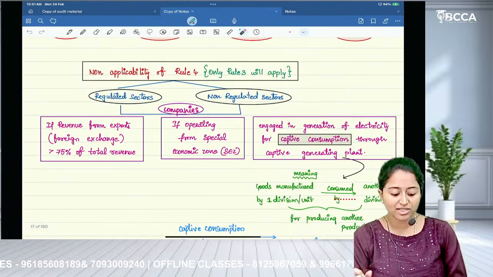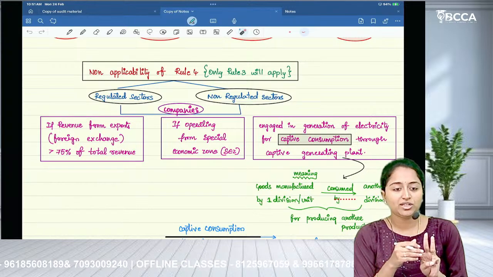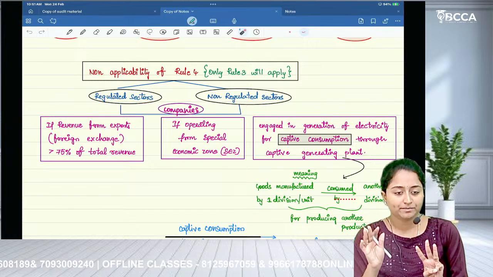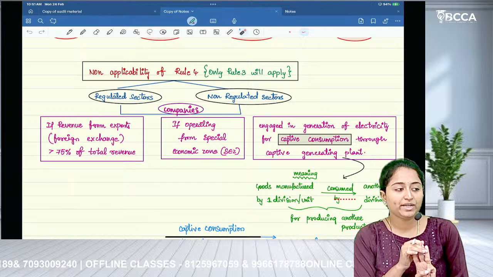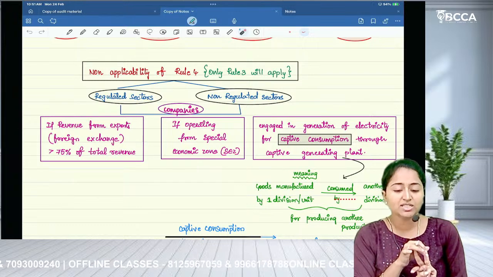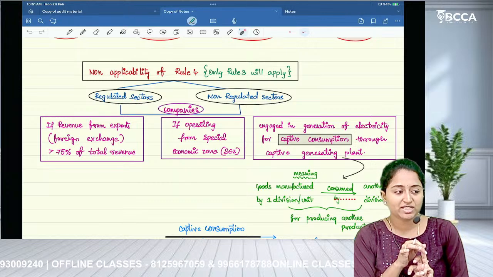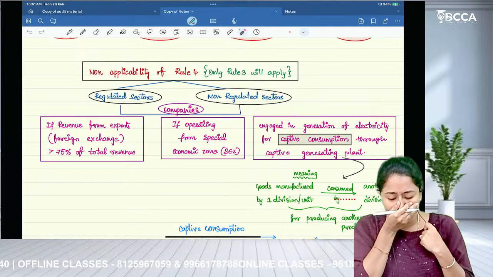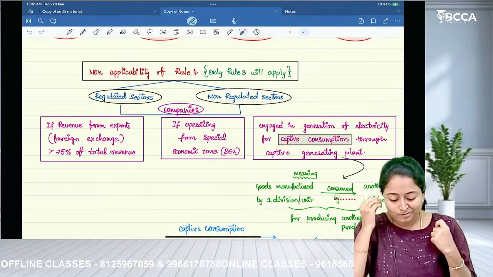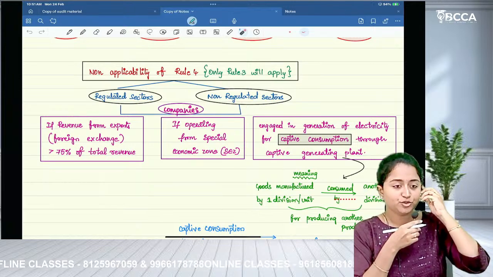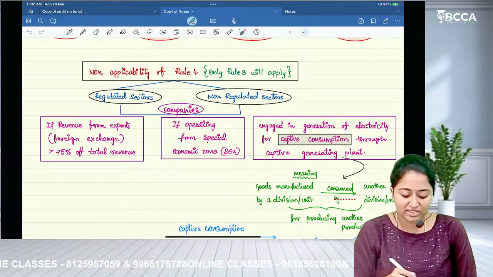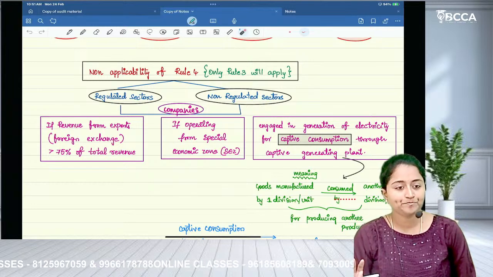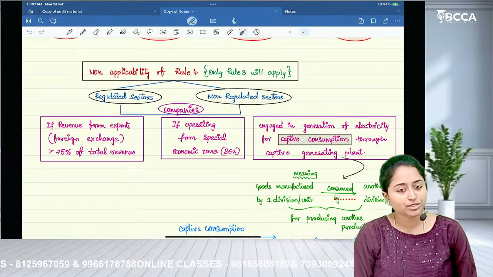Cost records maintenance is enough. Okay. So what are those three exemptions? If total revenue consists of 75% foreign exchange, then rule 4 is not required. Second, if the company is operating from a special economic zone. Third, if the company is engaged in generation of electricity for captive consumption through a captive generating plant. Then for these three, rule 4 is not applicable, rule 3 is applicable. Clear? Any doubts with rule 4? Any doubts with rule 3? No doubts?